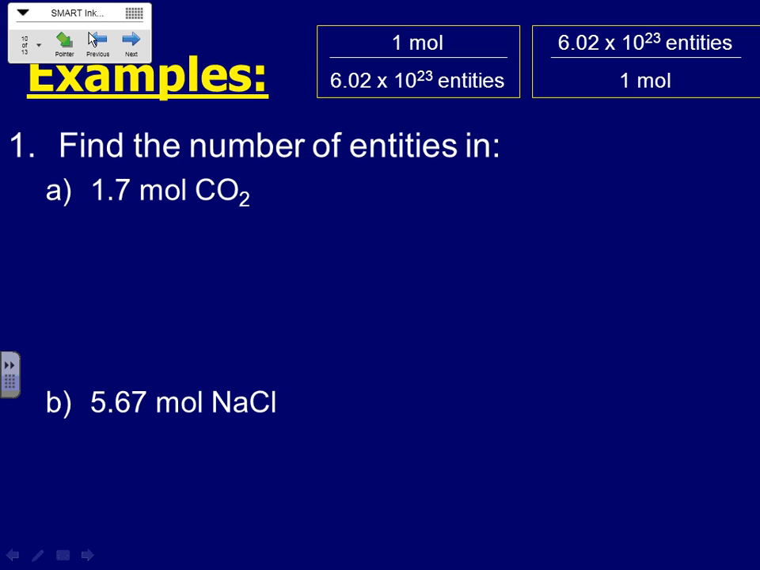So let's say we had 1.7 moles of CO2, and the question is, how many entities is that? Let me do A together and then you can do B on your own. 1.7 moles of CO2. When I write mole, by the way, it's a scribbly mess. It usually looks like Knoll, but I mean mole.